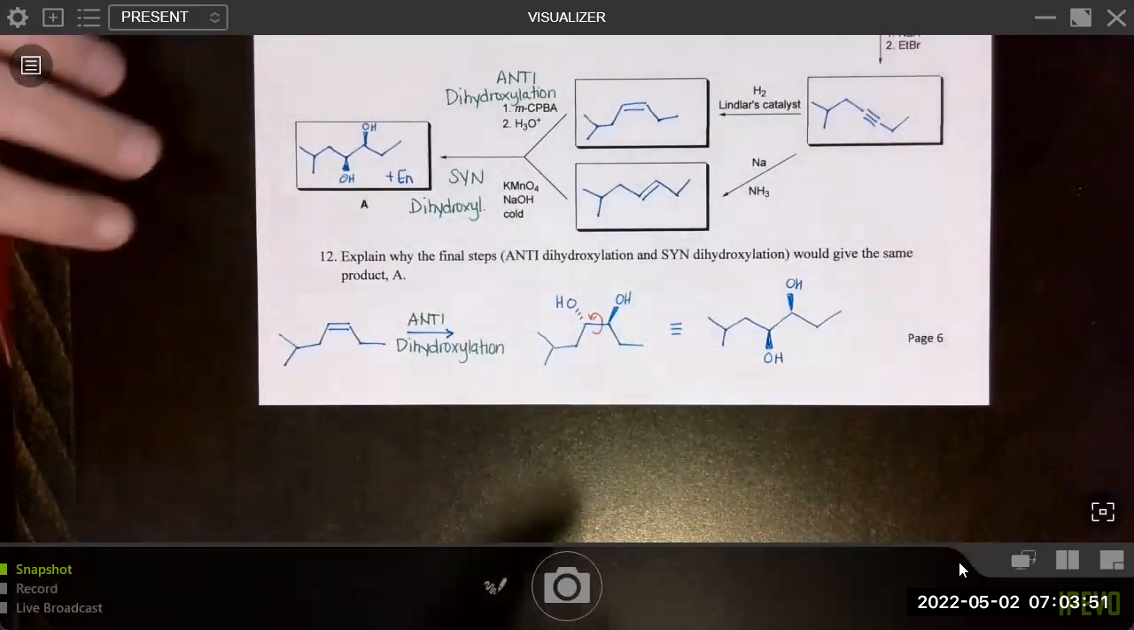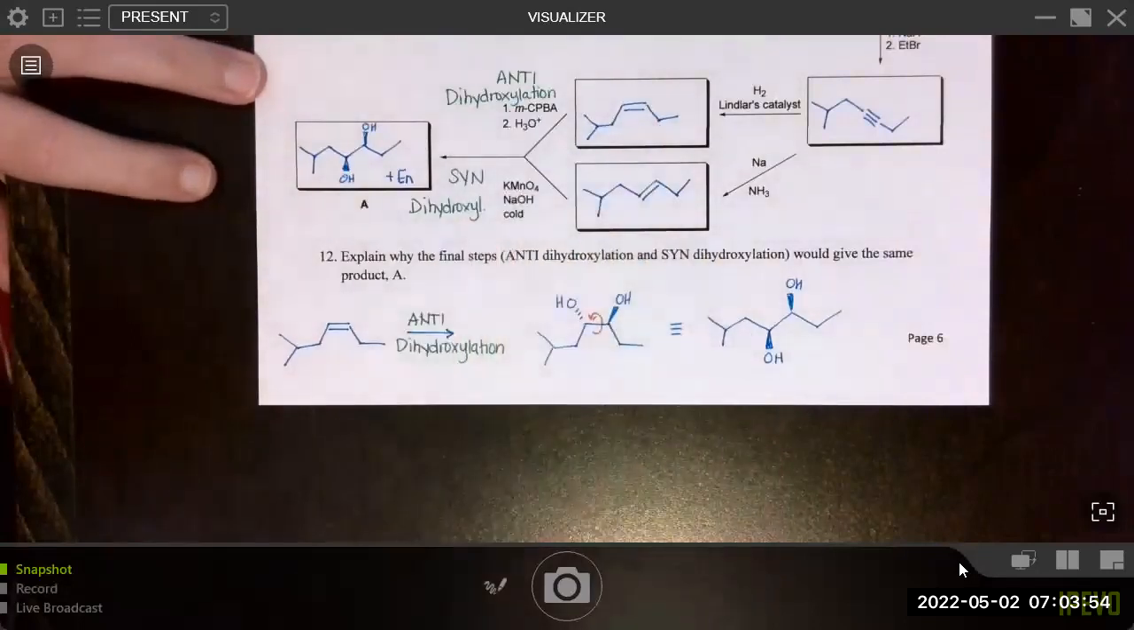So anti-dihydroxylation of a cis alkene would produce the same as syn dihydroxylation of a trans alkene.